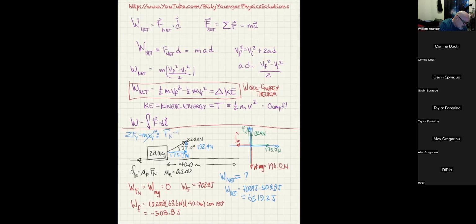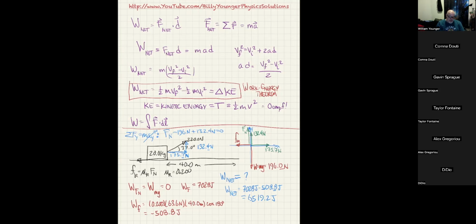I got it in the notes right here. Sorry. Got it, no problem. 196 newtons plus, in this case, turned out to be 132.4 newtons. All that equals 0. That's where I ended up getting the 63.6. Okay, all right, so that's where all that came from.